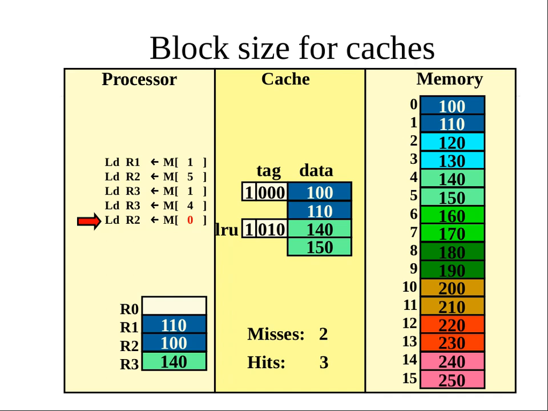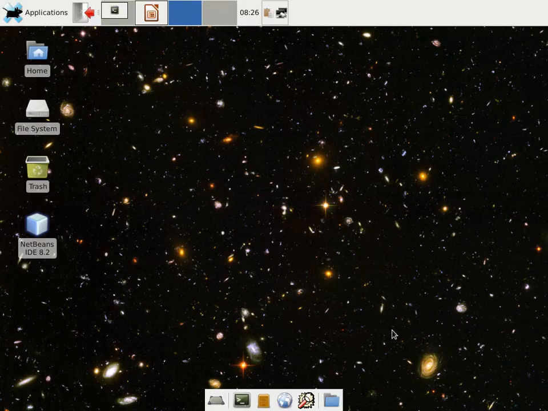This is a cybersecurity question. If our block size was really long, how could this be a problem from a cybersecurity standpoint? This is actually what happens in Meltdown.